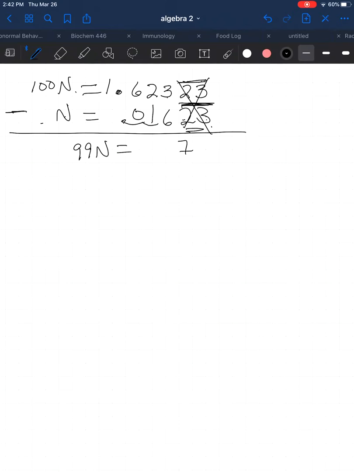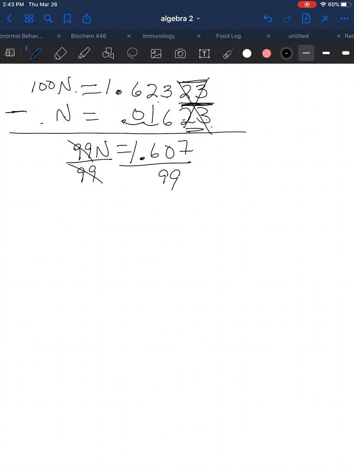So 13 minus 6 is 7. 1 minus 1 is 0. 6 minus 0 is 6. And 1 minus nothing is 1. And then to get the n by itself, we divide both sides by 99.